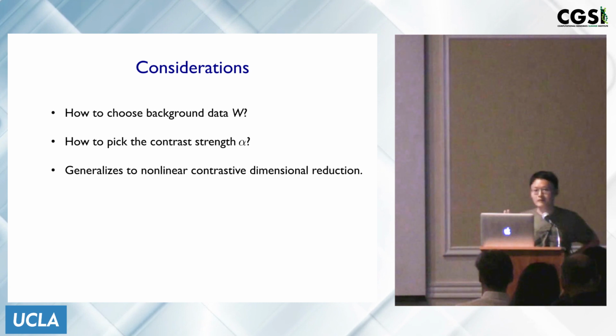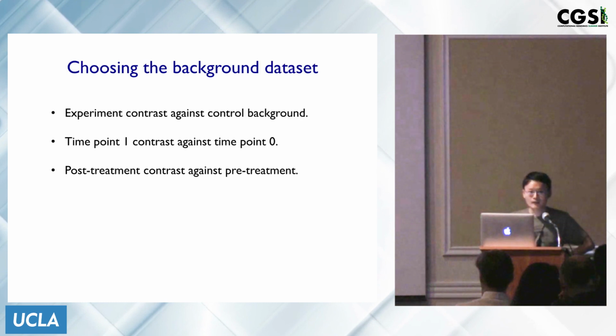But there are three main discussion points, things that we need to consider. First, to answer the nice question, how do we choose background data? The second is how do I choose this contrast strength alpha? And then how do we generalize this to nonlinear models, for example, to autoencoders? I'll spend most of my time talking about the first two. So how do I choose background data sets? In most practical settings of interest, for the data set that you analyze, you usually have some natural background that you want to compare against.